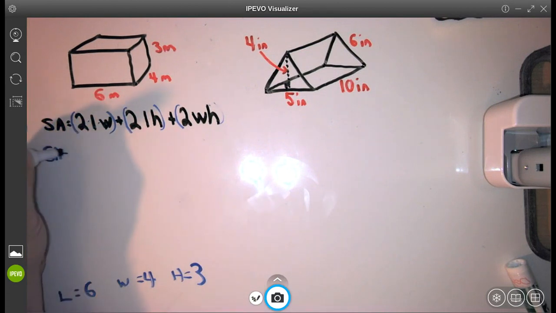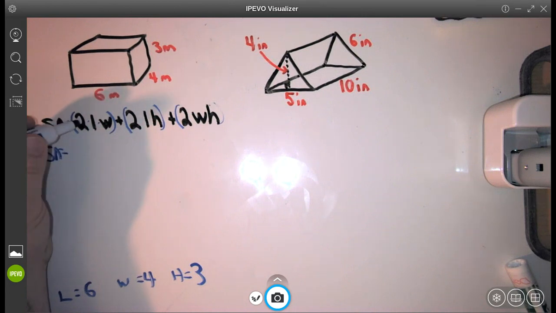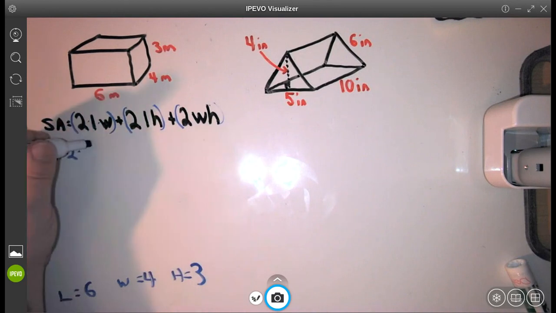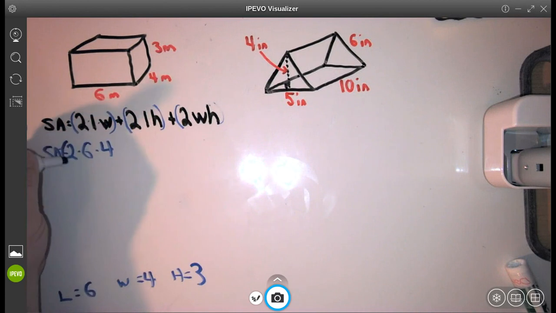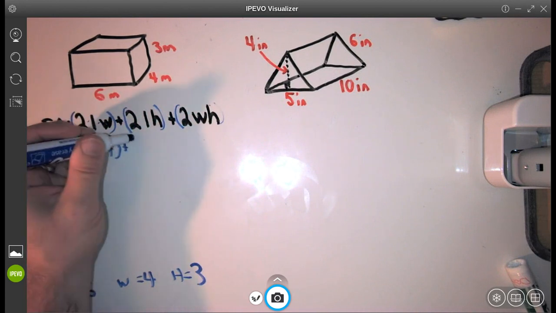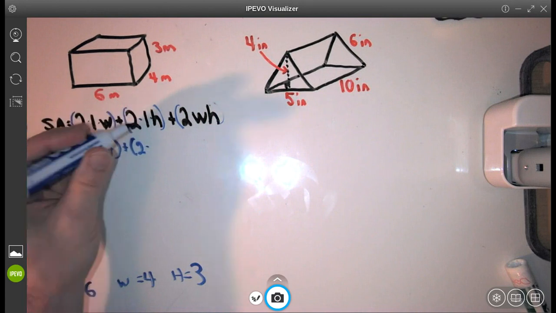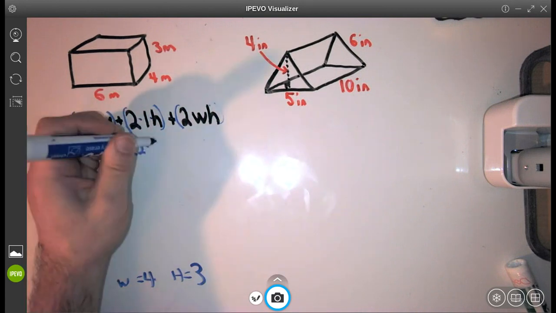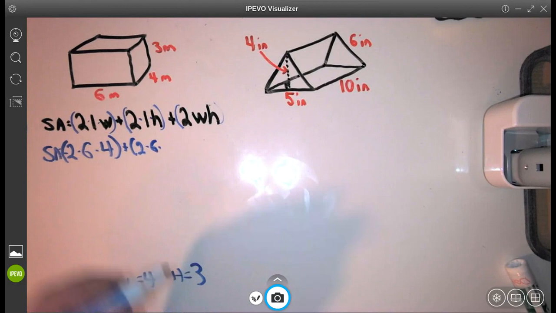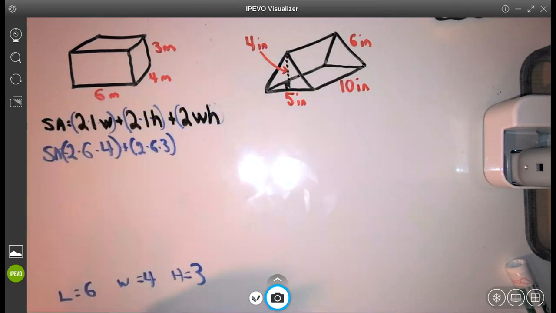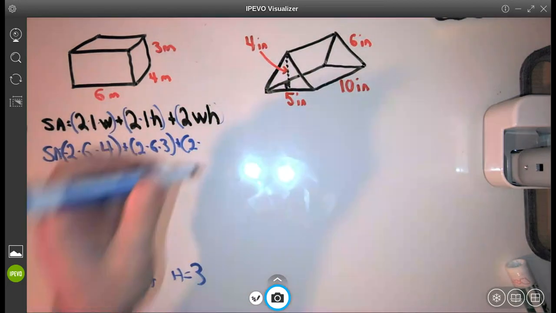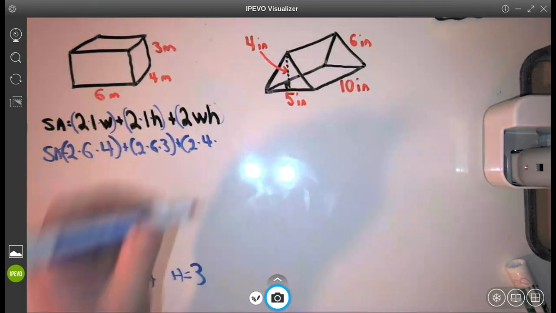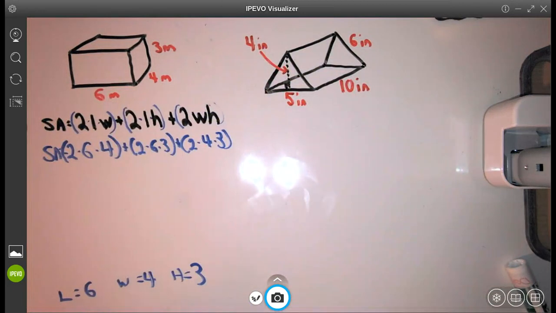So surface area equals, I just plug in everything that I see up here. So 2 is going to stay as 2 times L, which in this case is 6, times W, which is 4. Then I'm going to put parentheses around this, plus 2 times the length. The length I have here is 6. The height I have here is 3. Close parentheses. Then plus 2 times the width, which is 4, times the height, which is 3. All right, so now I plugged everything in.